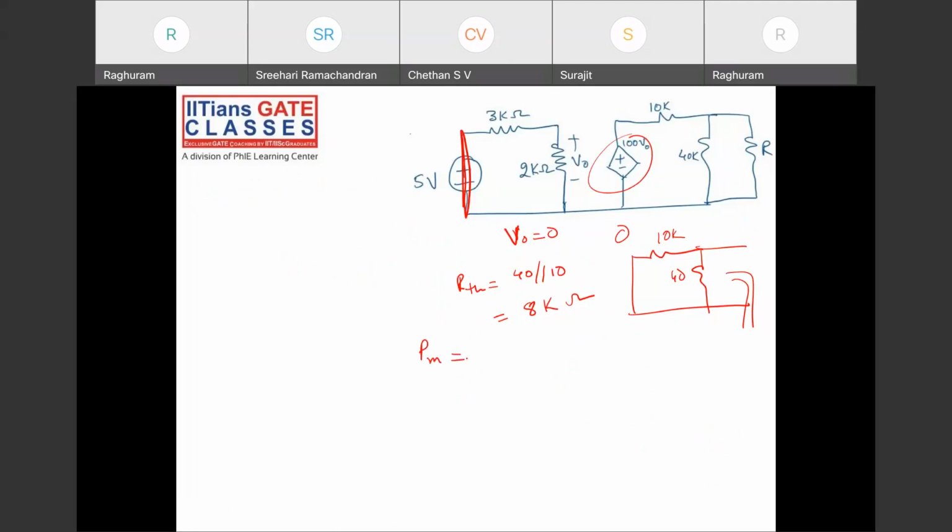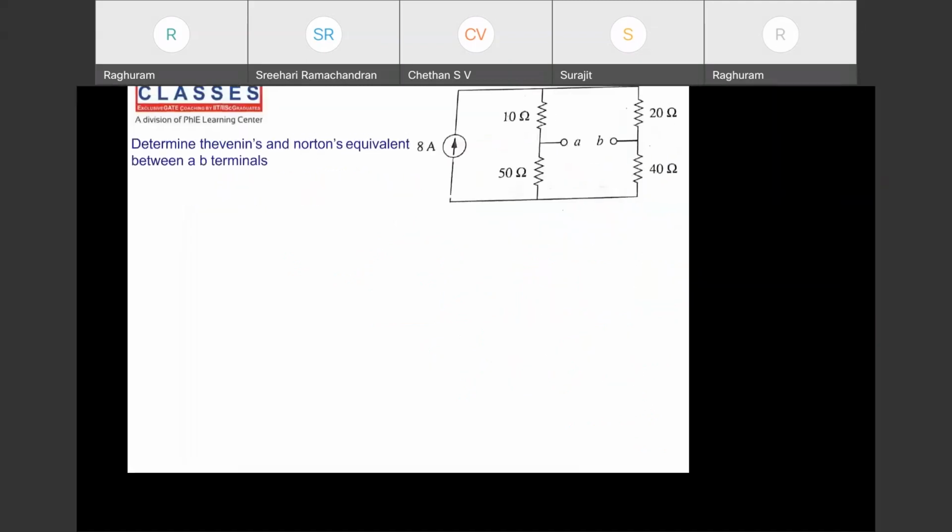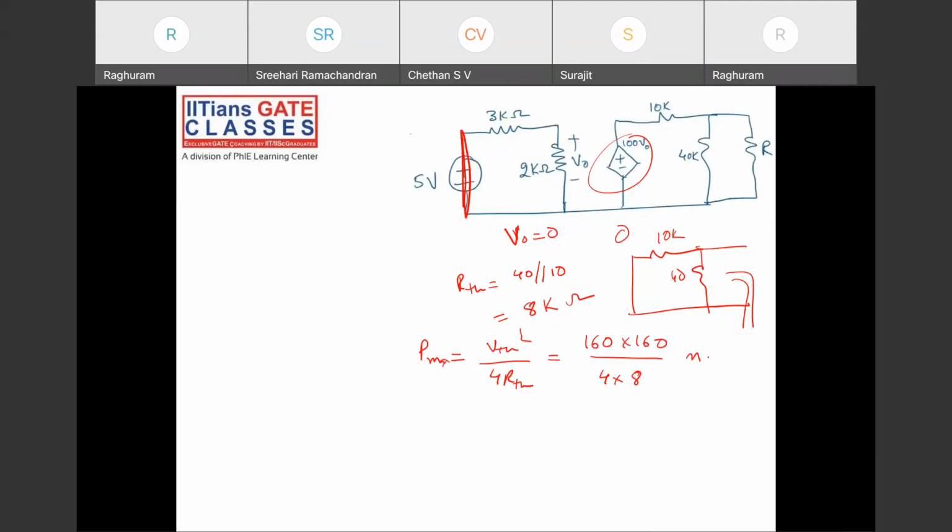So maximum power delivered is V Thevenin square by 4 into R Thevenin. V Thevenin is 160, so 160 into 160 divided by 4 into 8. So many milliwatts. 800 milliwatts. P max is 800 milliwatts.